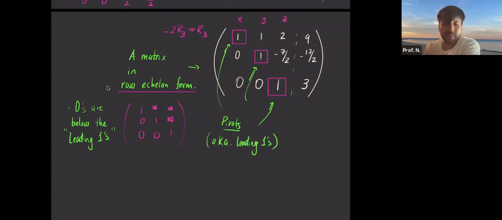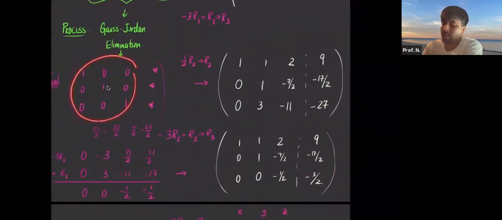Some of the terminology is a bit clunky. It's not so clean, but they're called leading ones because for each row, they're like the first number. In the first row, the first number is a 1. In the second row, in the second column, it's a 1. The third row, in the third column, it's a 1. So when you have zeros below the leading ones, you have what's called row echelon form. If you have zeros above and below the leading ones, it's called reduced row echelon form. Do you see this? This is our goal, reduced row echelon form.